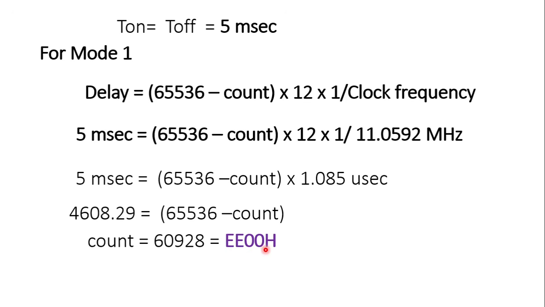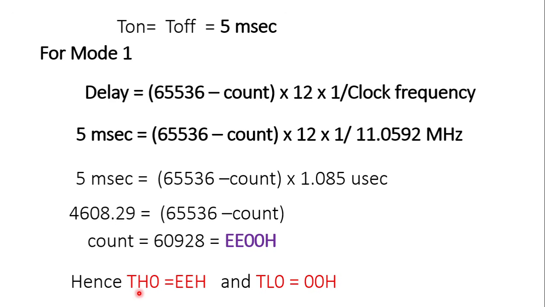This is a 16-bit value. So we will require 2 registers, and those 2 registers are TH0 and TL0 because in the question it was asked to use timer 0 in mode 1. So as timer 0 is to be used, TH0 is the higher order register which will hold higher order 8 bits of count value, which is EE. TL0 is timer 0 lower order register which holds lower order 8 bits of count value.